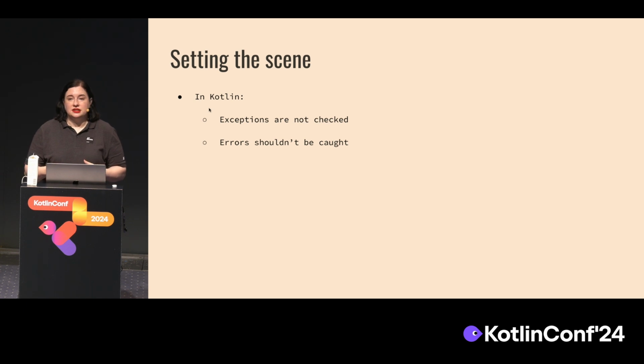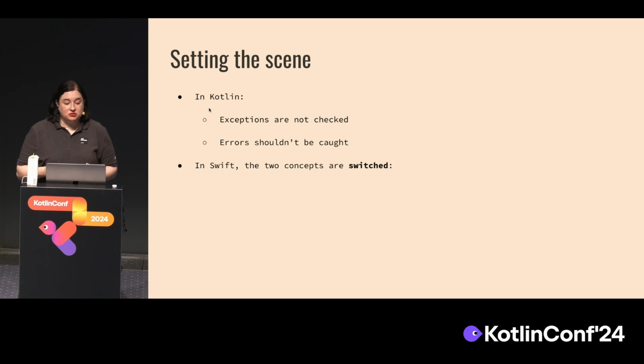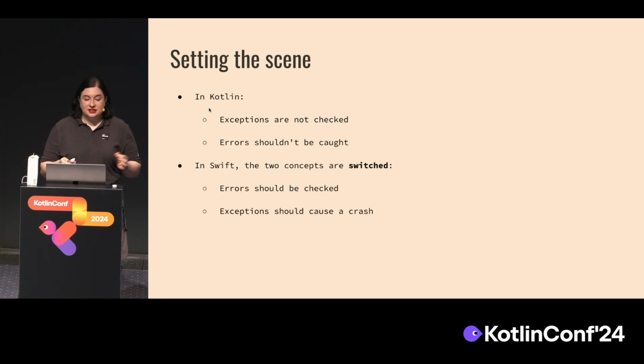Here you can think of things like an out-of-memory error from the JVM, indicating that the app has run out of memory space, and it's something that you actually can't recover from. But in Swift, the two concepts are switched. Errors should be checked, and exceptions should cause a crash.